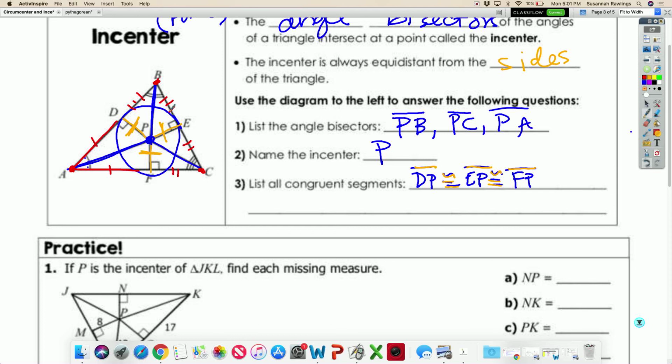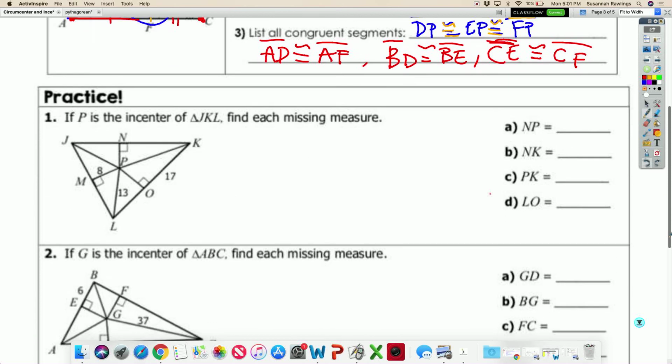So another example, if we have a lot going on here. So AD is congruent to AF. I also know BD is congruent to BE. And I also know CE is congruent to CF. So again, a lot going on here and a lot to remember. So I'll go through the first example with you and then let you finish the rest.